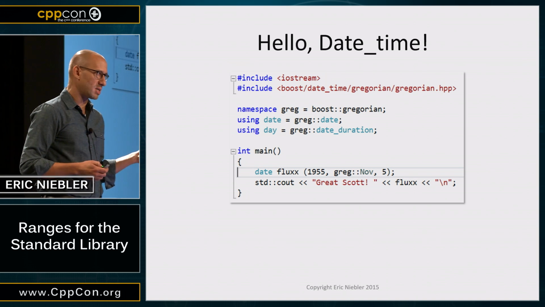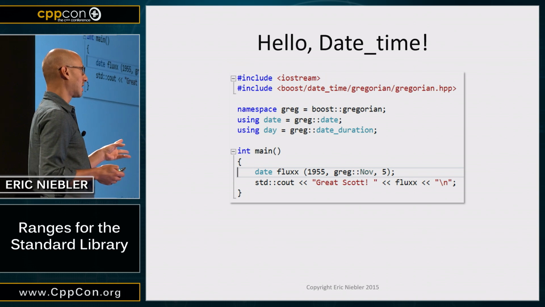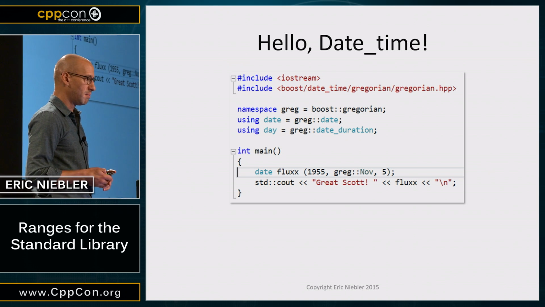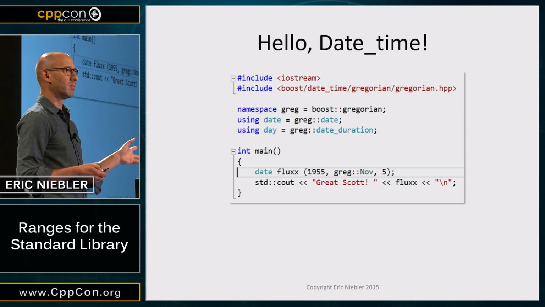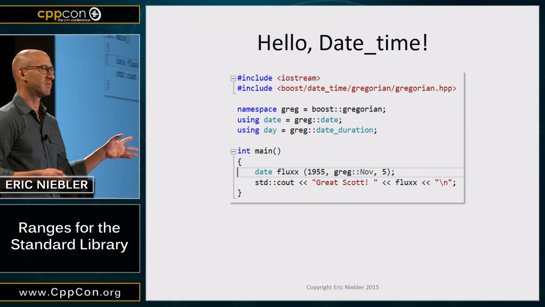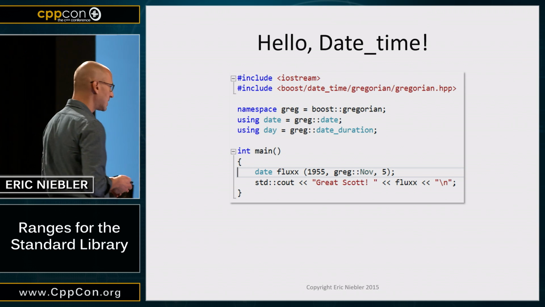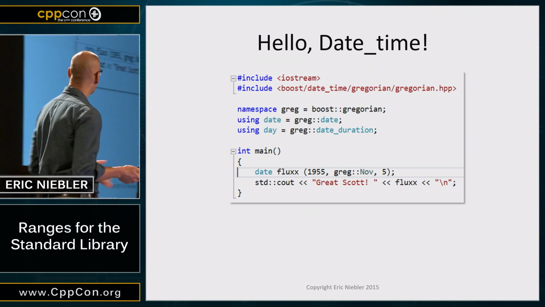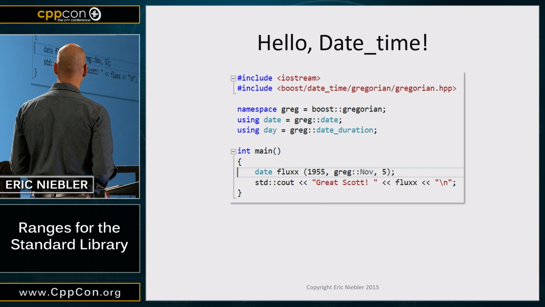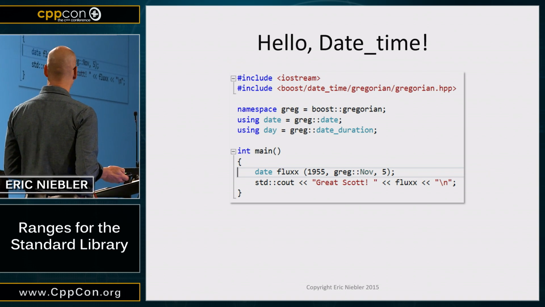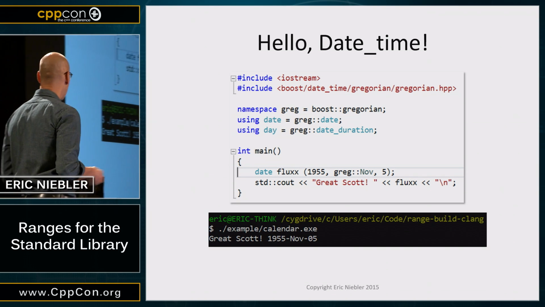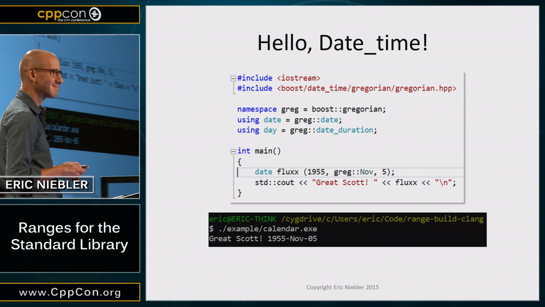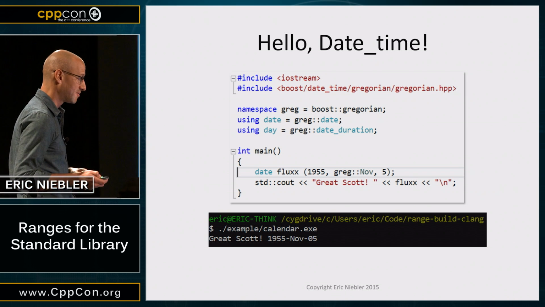Before we talk about ranges, though, we're going to talk a little bit about dates. And if you went to Howard's talk, you got a glimpse of the future of how we're going to be doing dates in C++. It's pretty exciting. But here in the present, we use Boost when we want to do date time manipulation, because I don't want to have to write all that code myself. So here's an example of using Boost date time. You create a date, November 5th, 1955, important date, and we print that out to the console, and there, we've got a date. Great Scott, November 5th, 1955. Okay, easy enough.